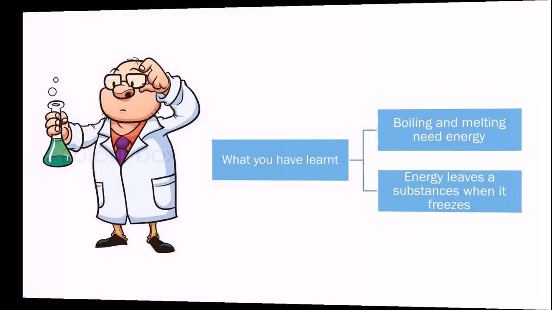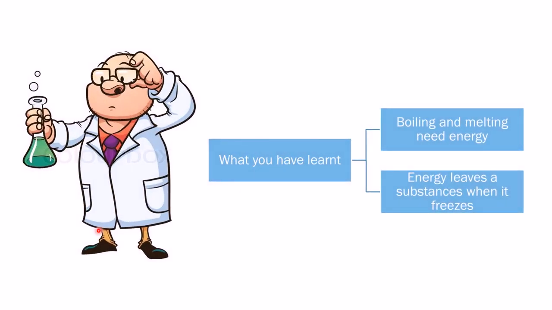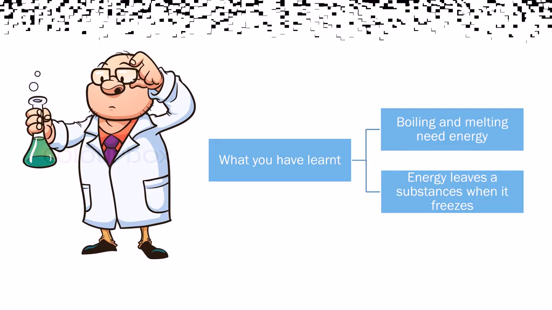Okay, so let's talk about what we have learned. These 2 points are very important. You may write them down if you like, because these are very easy. Boiling and melting need energy. Melting and boiling points involve energy. Then energy leaves a substance when it freezes. So these 2 points are very important.